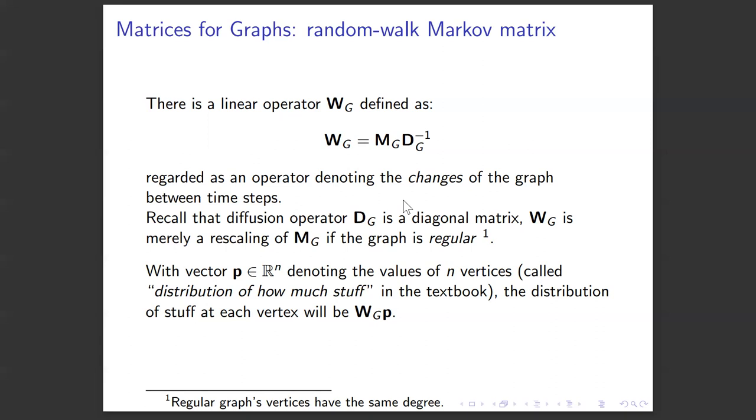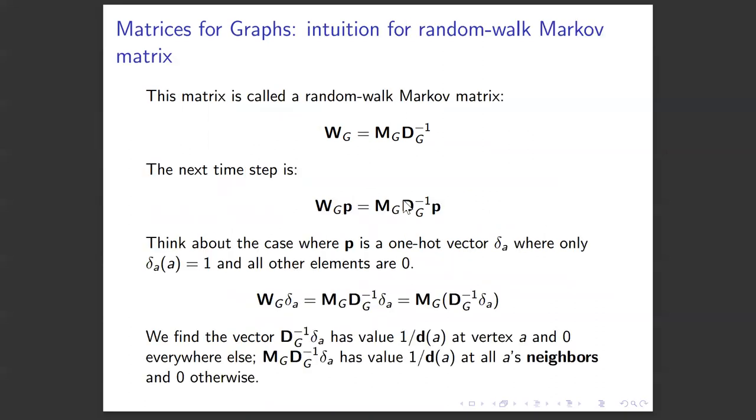It's more like the distribution of how much stuff shows up in this textbook. And I want to say that it's simply a random walk. That will help you understand this kind of matrix, the random walk Markov matrix. And as I say here, we can also give a more formal formulation.